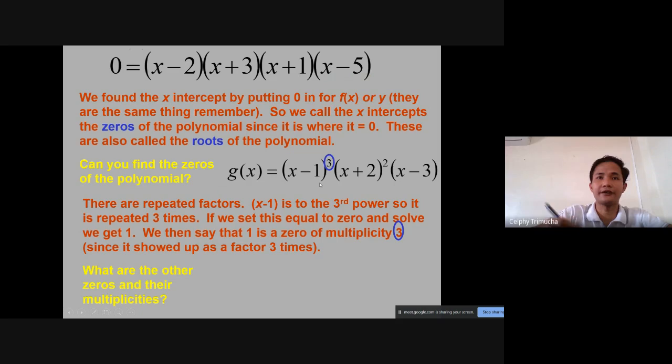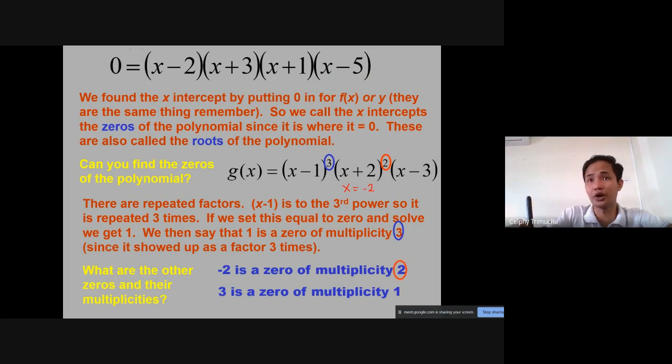Next, we have the other zeros of the polynomial. So you just equate it to 0. We have x = -2. So we have -2 of multiplicity 2, because the exponent is 2.